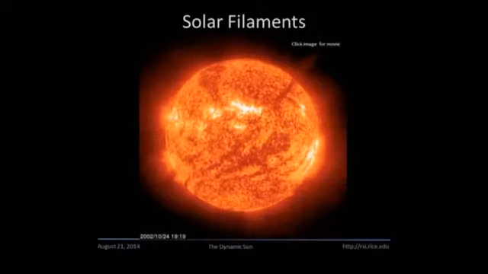So here is a very active phase. There's a couple of sunspots where you see this plage and this extra bright stuff.